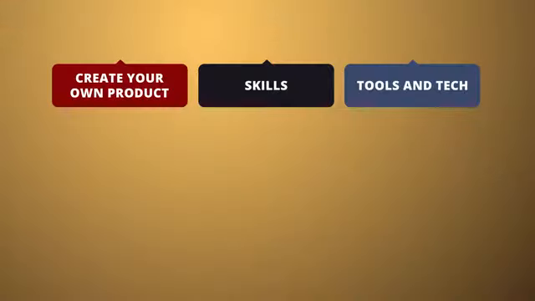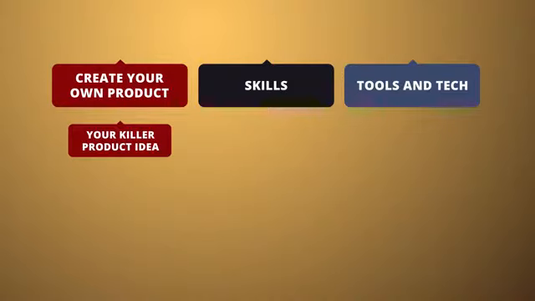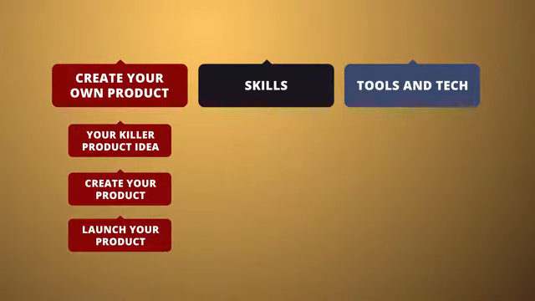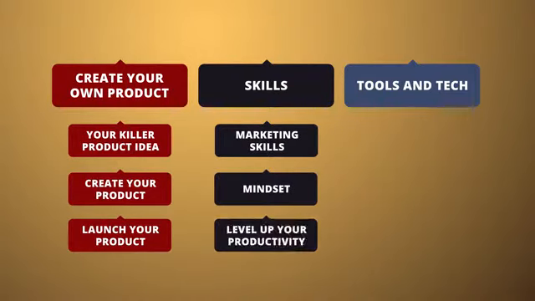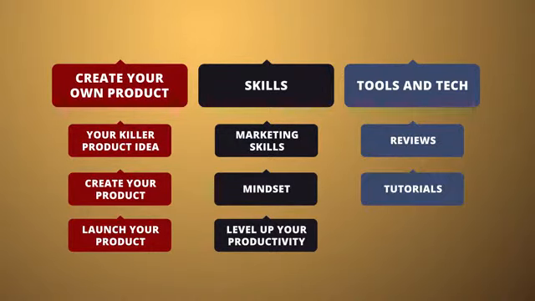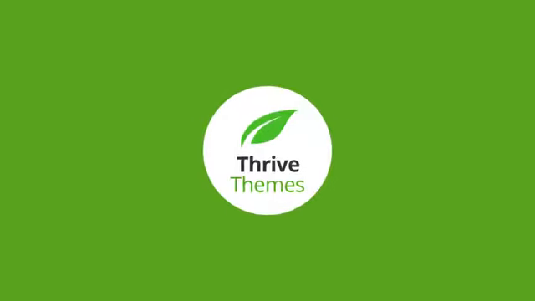In the creating your product area, I have your killer product idea, create your product, and launch your product. So I have 3 aspects of creating your product. Then in the skills category, I have marketing skills, mindset, and level up your productivity. And finally, in the tools and tech bucket, I have reviews, tutorials, and then a category called traffic and conversions. So as you can see, even on a blog with hundreds of posts, I didn't go and do 15 categories or something like that.